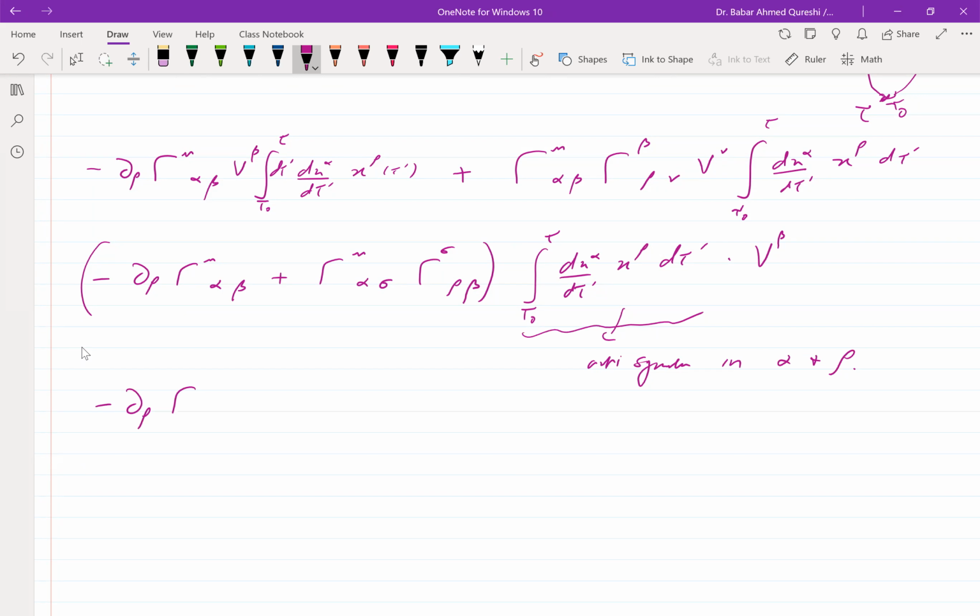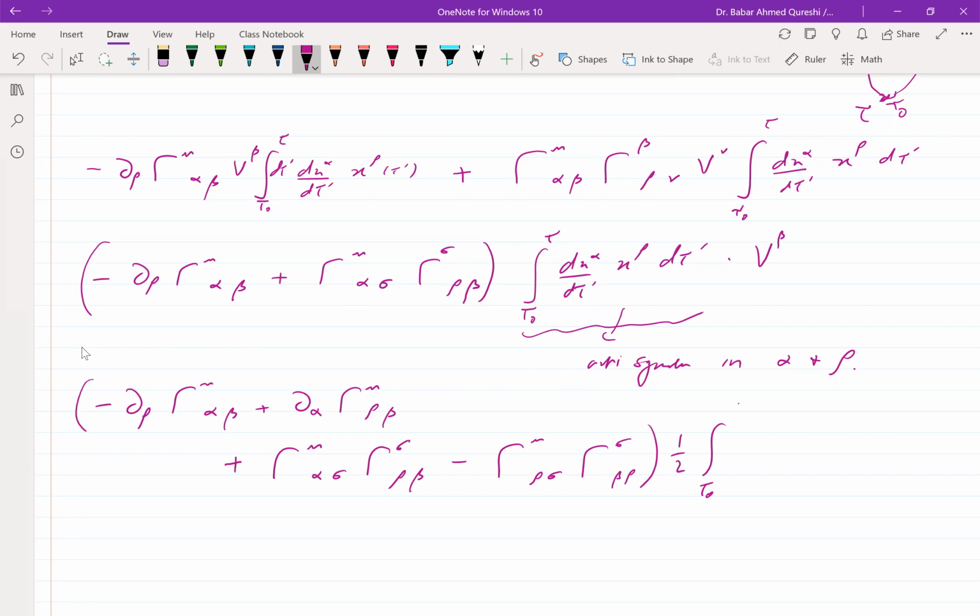So I have to just include rho beta plus gamma mu alpha sigma gamma sigma rho beta minus gamma mu, with alpha and rho being replaced. And just include a half. This is perfectly legitimate because one guy over here is antisymmetric.